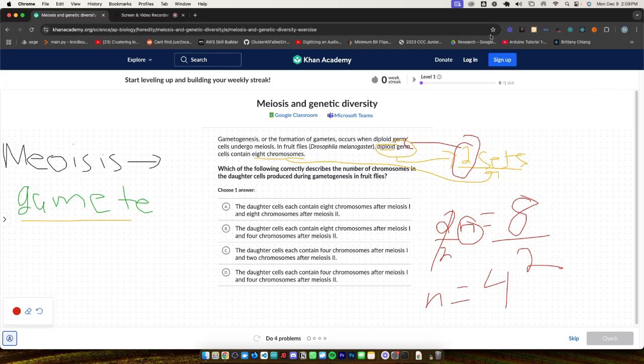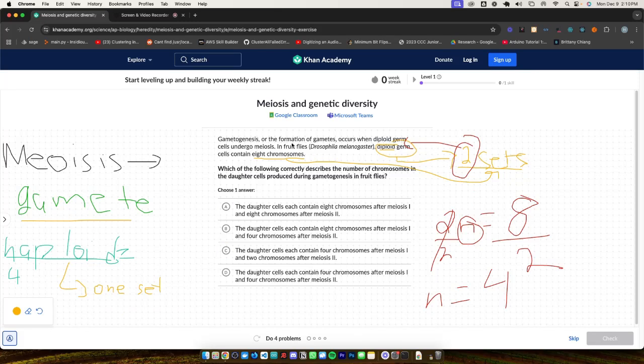So therefore, our haploid number is going to be 4 chromosomes based off of this logic here. The reason a haploid number is 4 chromosomes is because it does not have two sets of chromosomes like the germ cell, but it has only one set of chromosomes. So this haploid cell has one set of chromosomes.